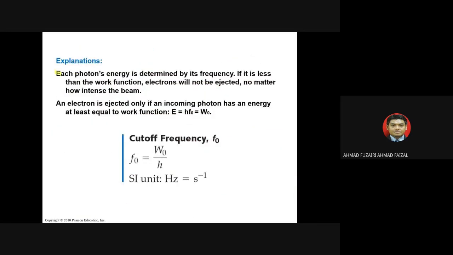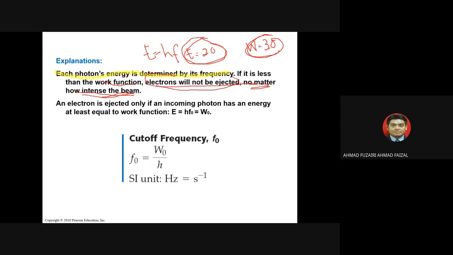Here is the explanation. Each photon's energy is determined by its frequency, as I mentioned before, E equals hf. If it is less than the work function, the electron will not be ejected no matter how intense the beam. For example, let's say your energy in the previous example is 20, right? And the work function that I gave earlier is 10. So now let's say the work function is 30, sorry. So the energy of the photon is less than the work function. So no matter how intense the beam you made, electrons will not be ejected.